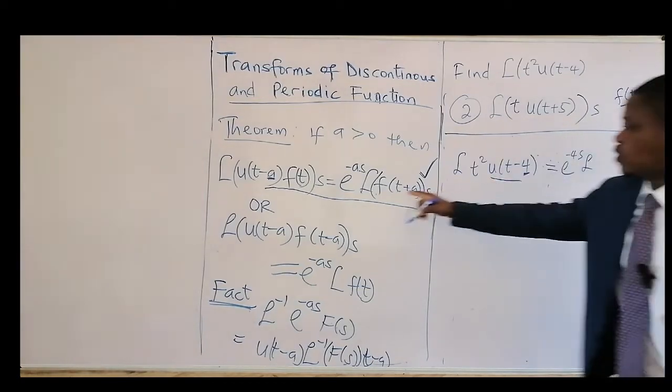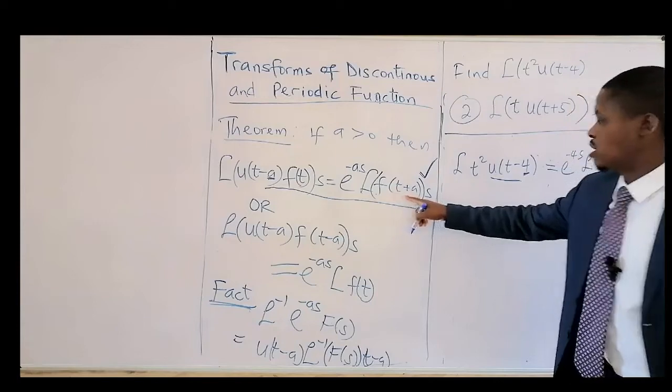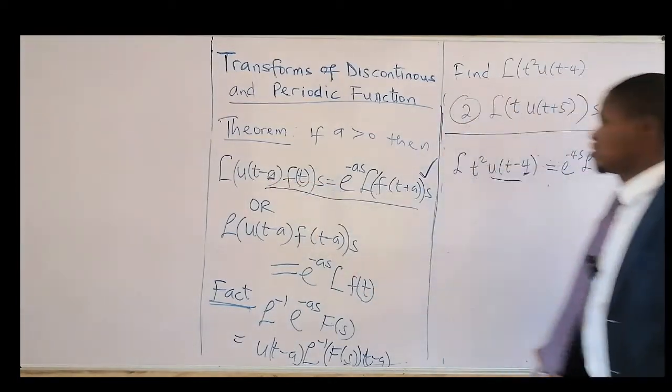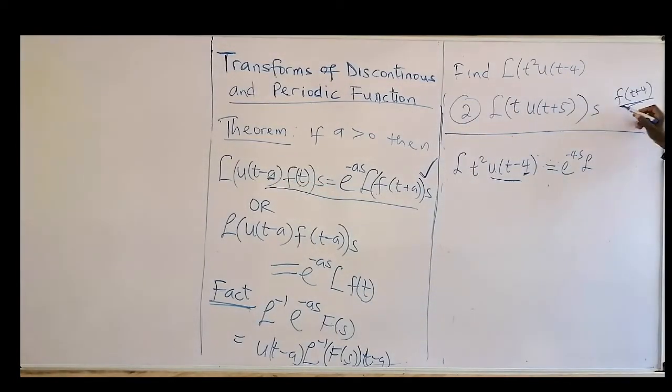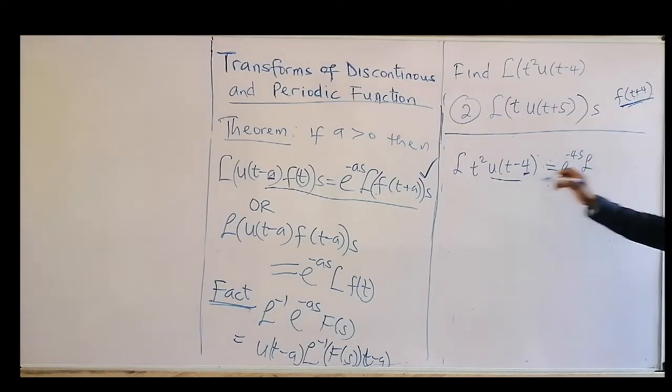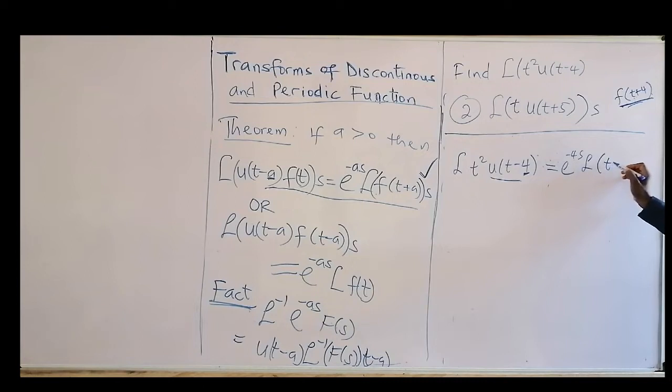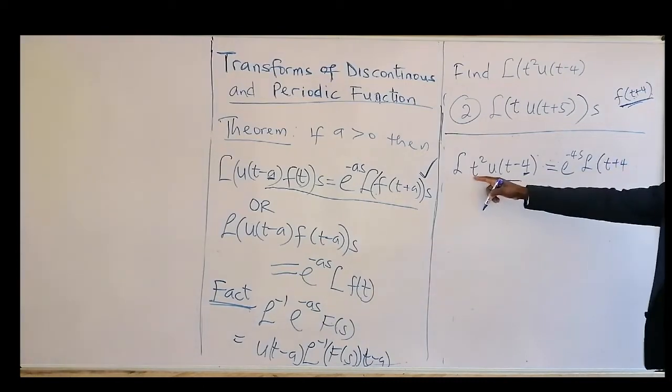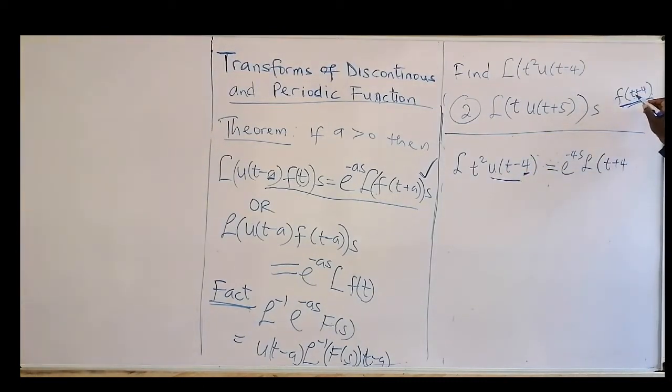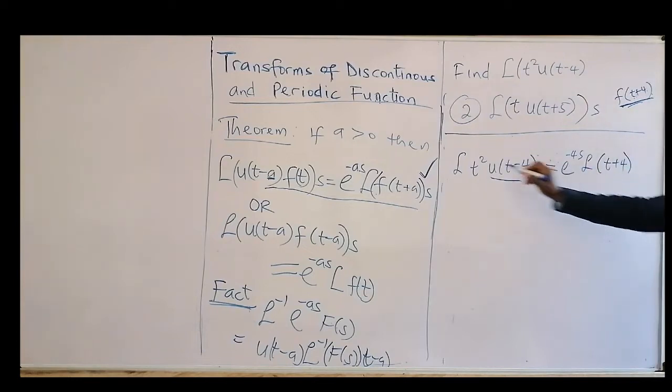So you can see f of what? f of t plus a. This is what you are substituting for that function, f of t plus 4. So that will be equal to Laplace of (t plus 4) squared. Anywhere you see t, you put t plus 4 there, and then the square. So that's the meaning of that.